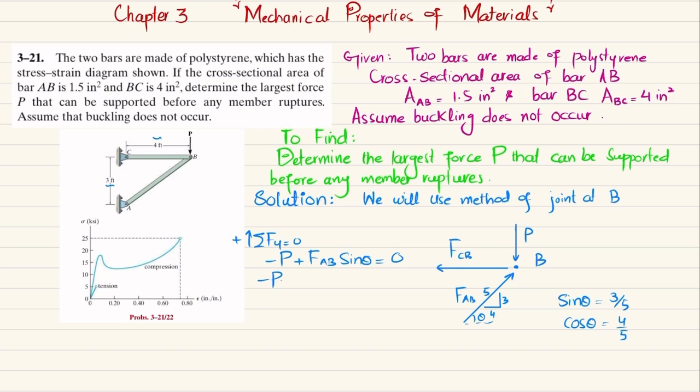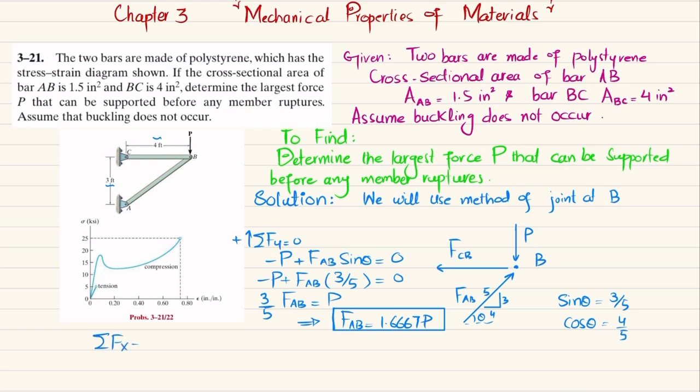So minus P plus FAB times sine theta, which is 3 over 5, is equal to 0. It means that 3 over 5 FAB is equal to P, and from here we will get FAB equal to 1.6667 times P. Now we apply another equation of equilibrium: the sum of all forces along the x direction must be equal to 0, and force in this direction is taken as positive. FCB is acting in the opposite direction, so I will write FBC.